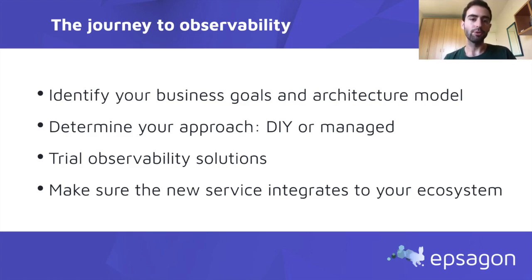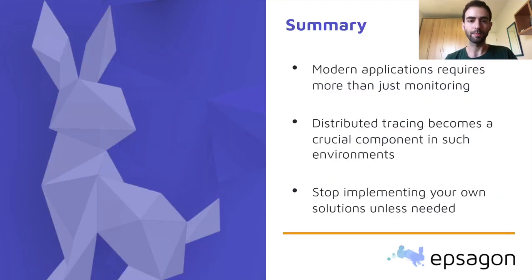Now, trial several solutions. Don't just pick one. Try to compare them, their strengths and weaknesses, and understand what gives you a better picture, a better overall observability solution. And make sure that it integrates into your existing ecosystem. For example, if you're shipping alerts to PagerDuty or VictorOps, make sure that it works. If you're working with Slack or Teams, make sure that it will go there. So make sure that the solution fits what you're currently having and doesn't force you to change all of your stack to something else.